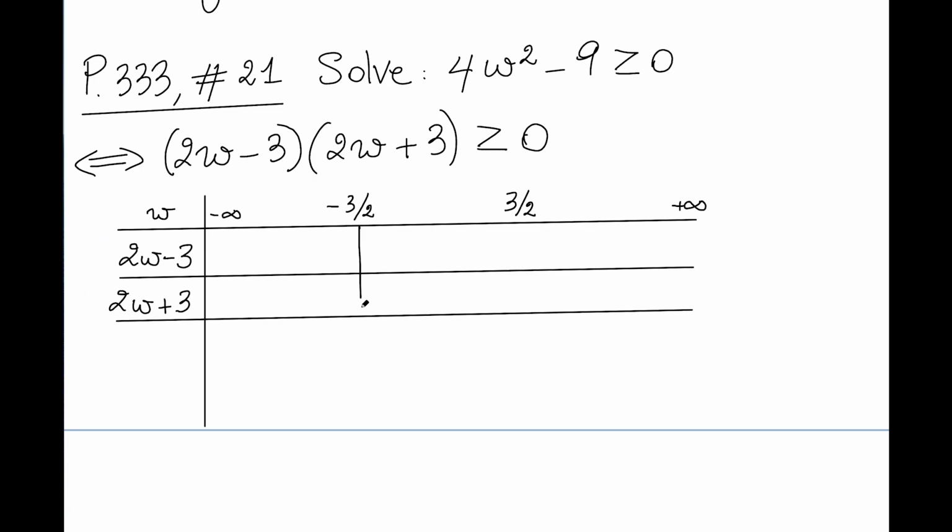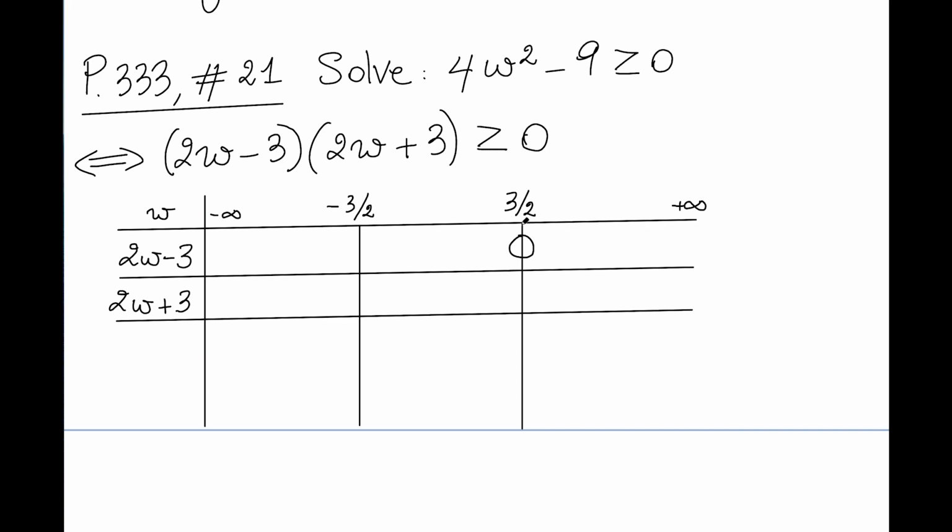Alright, so I'm going to drop my bars here. These are very important points to the product because at any of the two, one of the factors is going to vanish. Well, the first factor, 2w minus 3, vanishes when w is 3 over 2, so it's going to vanish right here, which means before that it's going to preserve its sign, and after that it's going to preserve its sign because it doesn't neutralize again. That's the only time it neutralizes.